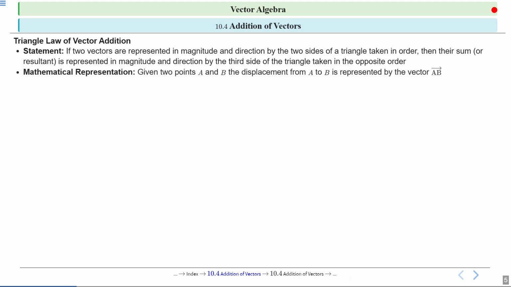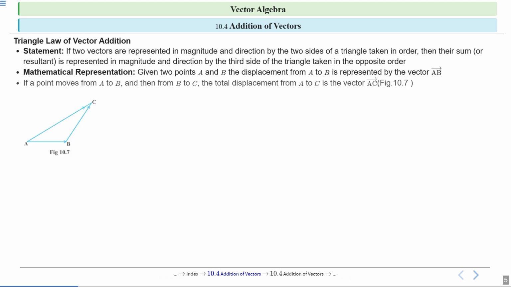Okay. Now let's look at the mathematical representation. Consider two points A and B. The vector representing the displacement from A to B is written as AB with an arrow over it, which we denote as AB vector. This notation helps us understand the direction and magnitude of the vector. You can see figure 10.7.